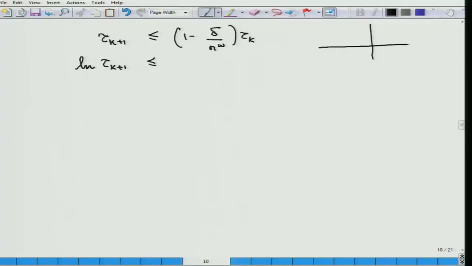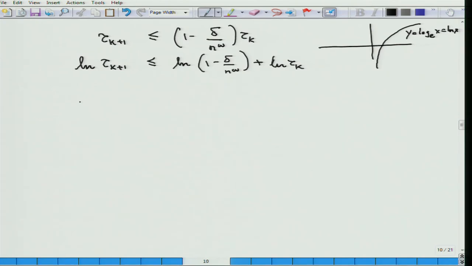Those who have forgotten about this poor function called log, this is the graph of y equal to log of x, log base e of x, which is the same as ln x. So, here if I take the log, log is an increasing function. So, x less than y means f of x less than f of y. Log of x y is log x plus log y, standard result. This is what you have.